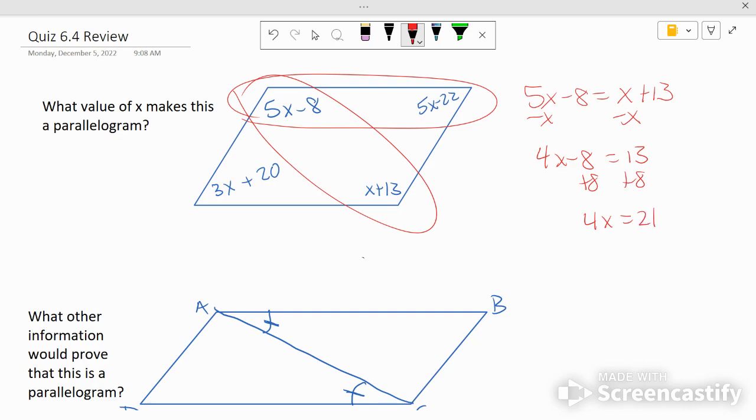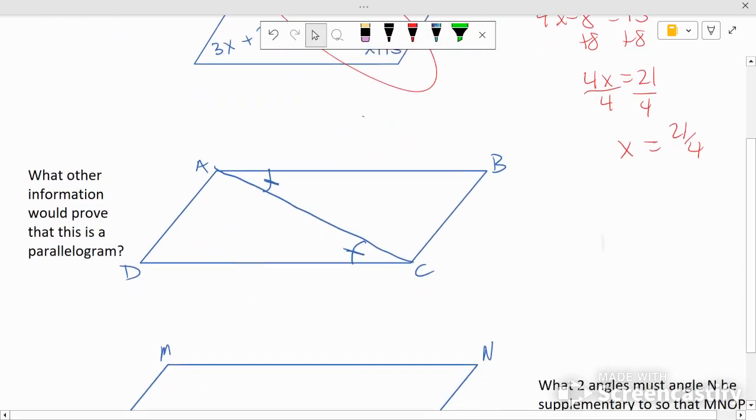Ooh, why did I get such a not wonderful answer? Oh, well, I guess. And then divide by 4. X equals 21 fourths, I guess. What? All right. But you set them equal to each other and you solve.